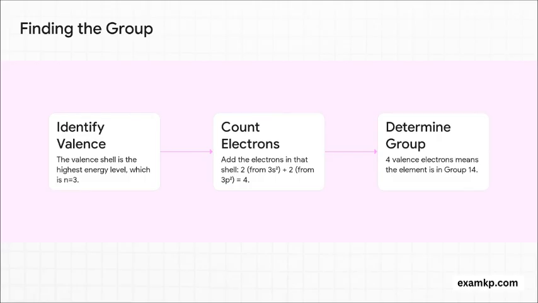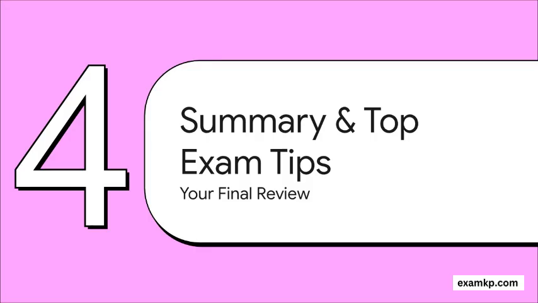The trick here is to ignore everything except the outermost shell. First, we find the highest energy level. That's the one with the biggest number, which is n equals 3. Now we just add up the electrons in that shell. We've got 2 in the 3s orbitals and 2 in the 3p orbitals. 2 plus 2 is 4. That means we have 4 valence electrons, which puts our element in group 14. That means the answer is D. Simple as that. Wow, we have covered a lot of ground.